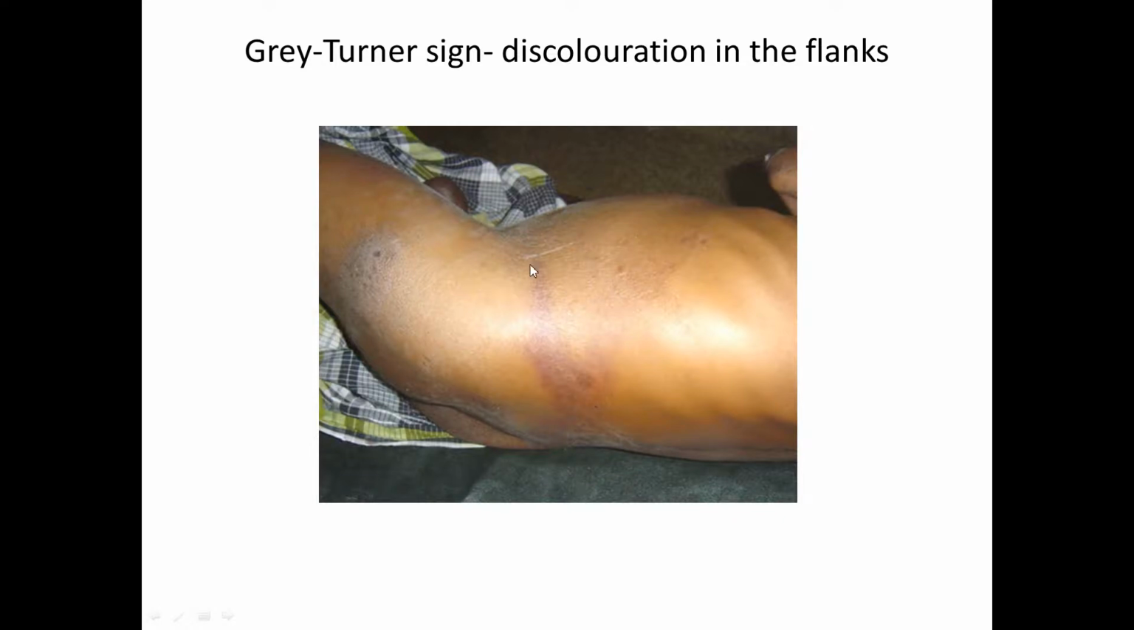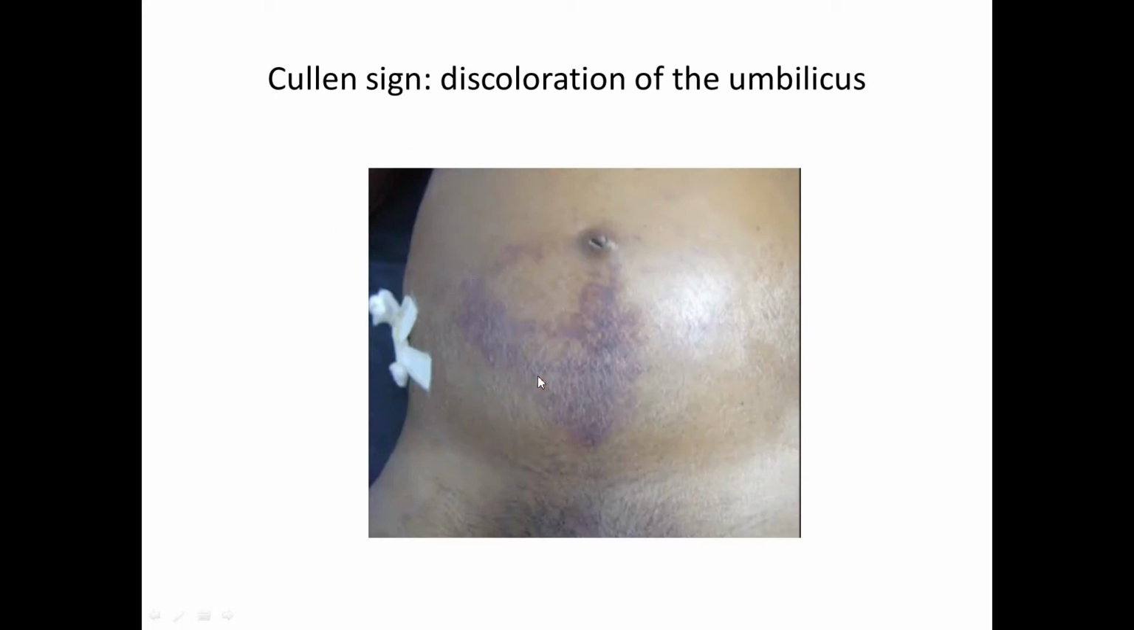Here in this picture, we see the bluish or reddish discoloration on the flank area. This is Grey Turner's sign. This is the hemorrhagic collection within the region of the pancreas. Here, this is Cullen sign, hemorrhagic discoloration of the umbilicus region. So when the pancreas has a hemorrhagic insult inside, it might present with this kind of sign.